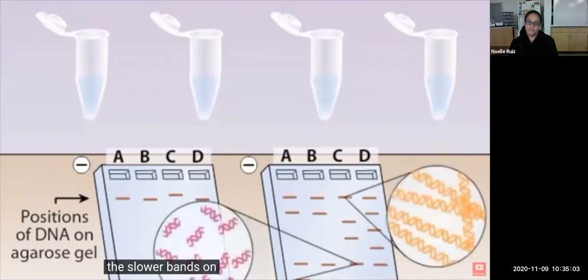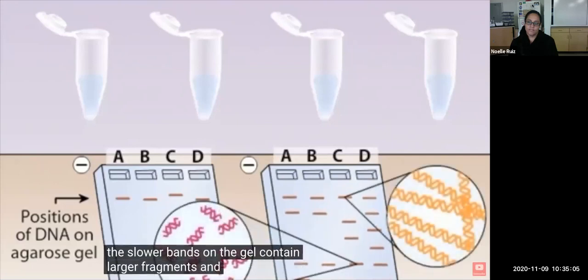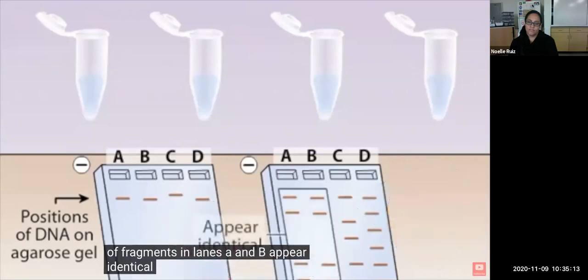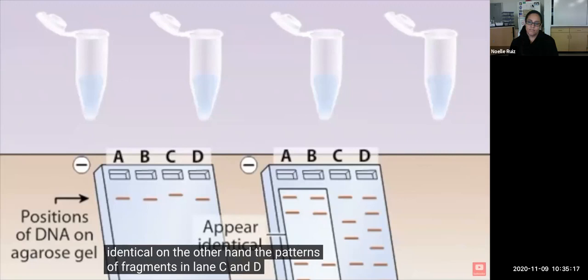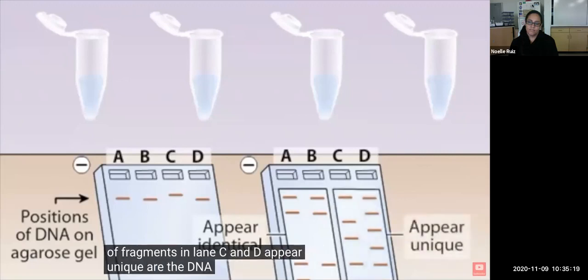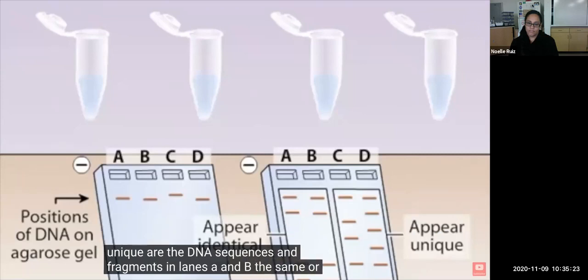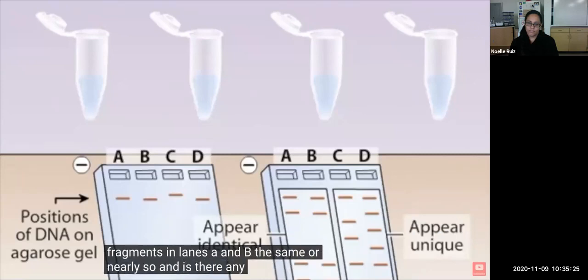The slower bands on the gel contain larger fragments, and the faster bands contain smaller fragments. The patterns of fragments in lanes A and B appear identical. On the other hand, the patterns of fragments in lanes C and D appear unique. Are the DNA sequences and fragments in lanes A and B the same or nearly so? And is there any similarity between them and any of the fragments in lanes C and D?